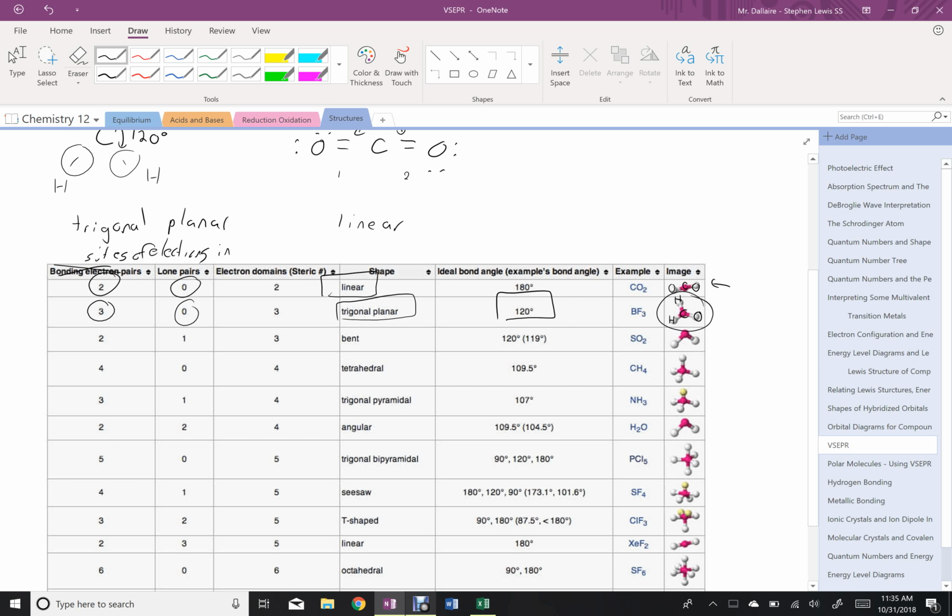In bonds, single bonds. And that way you'll know that you're not going to count your double bonded electron pairs as one of those electron pairs.